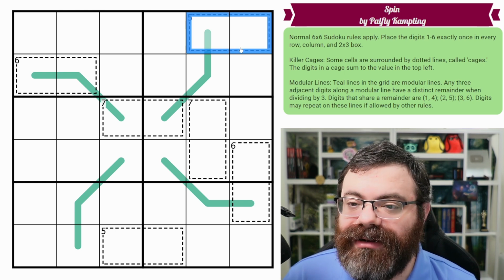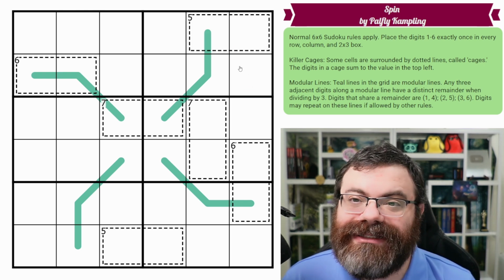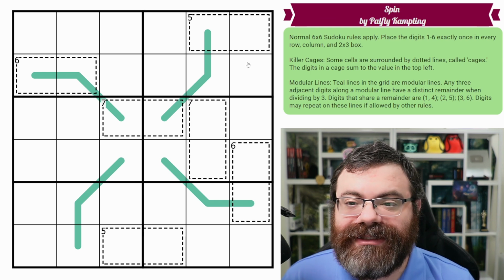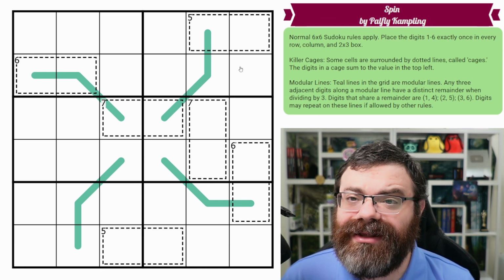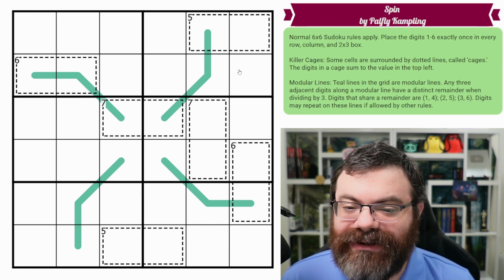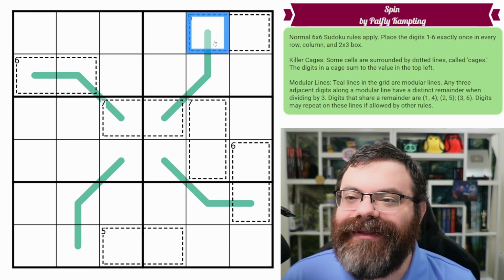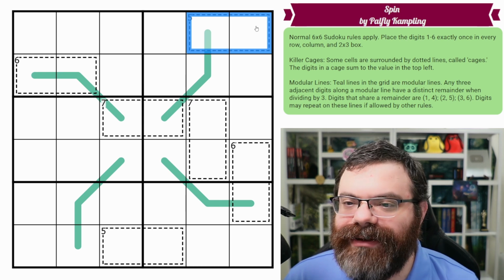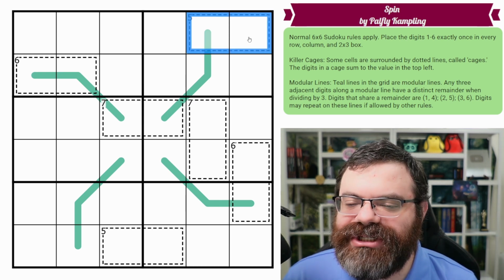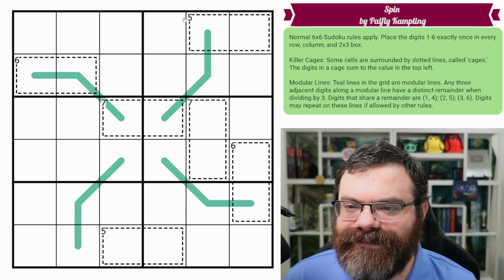And so the killer part means that we're dealing with sums. It's kind of an old name. It was one of the very first variants invented for Sudoku. And so they called it killer because killer was harder. I don't know that that's really the case, but the name stuck. Anyway, they really should be called sum cages or something. But anyway, it means that the digits in the cage sum to the value in the top left.